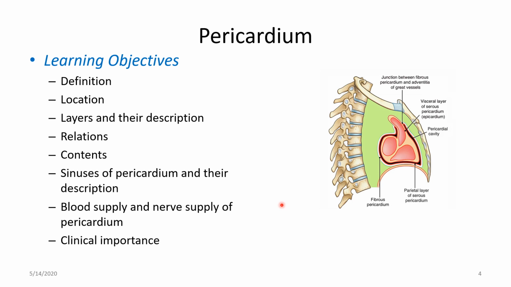After listening to this lecture, the student should be able to define pericardium, its location, name the layers and their description, relations of pericardium and contents of pericardium. The student should be able to define what are sinuses of pericardium and describe them, blood supply and nerve supply of pericardium, and clinical importance. These are the learning objectives for this session.